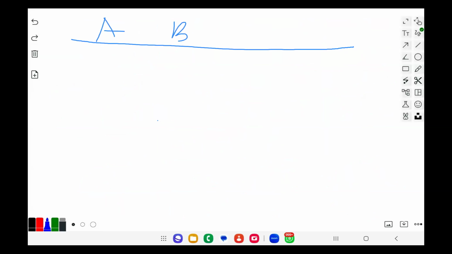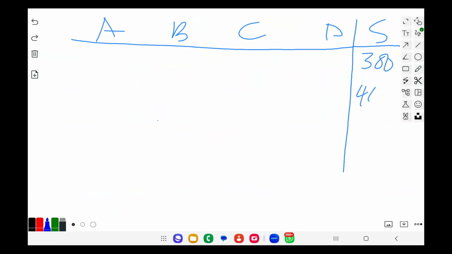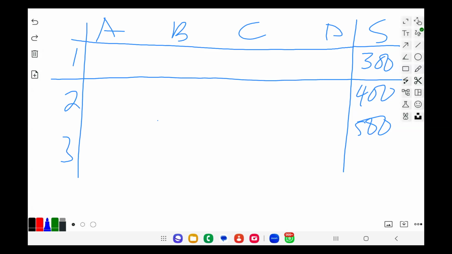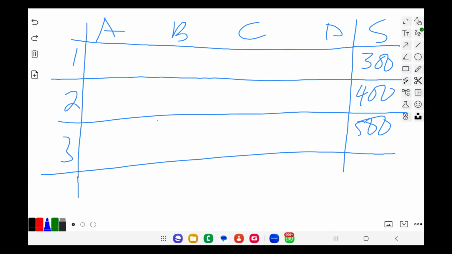A, B, C, D, right? And I'll put S for supply. Supply 300, 400, and 500. 1, 2, 3, these are the sources. And the demand is 250, 350, 400, and 200, right?